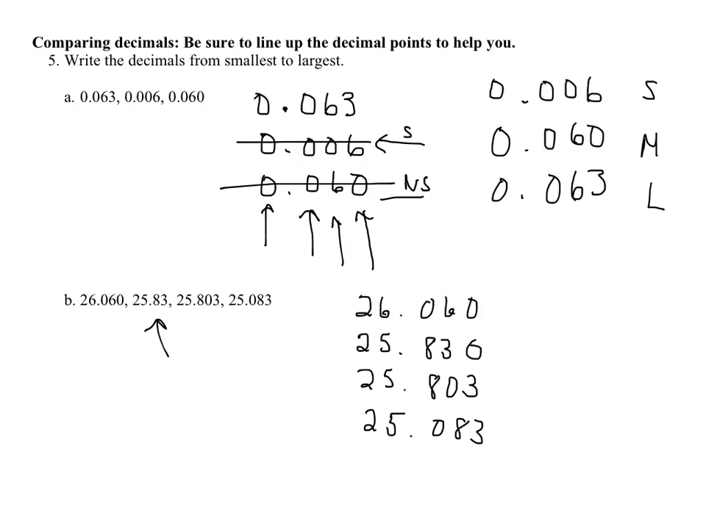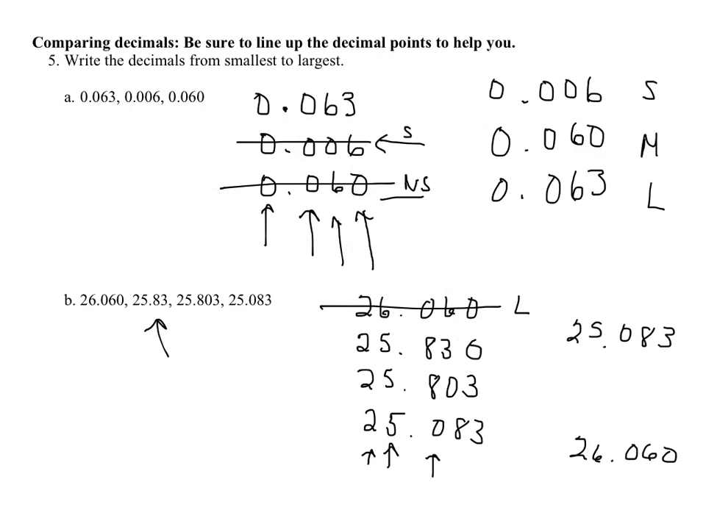So now the 2's don't help me, but this column, I noticed that this 6 is largest. So I'm going to put him down here and cross him off. He's the largest guy. Now I look at the next one, and I realize that these guys are tied, but this guy is definitely smaller than everybody. So I'm going to write him down as the smallest.